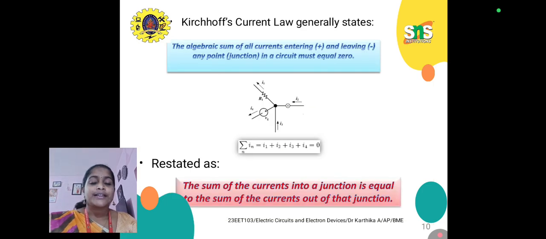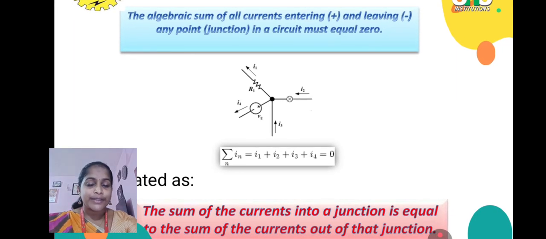The algebraic sum of all currents entering (positive) and leaving (negative) at any junction in a circuit must equal 0. Summation of In is equal to I1 plus I2 plus I3 plus I4 equal to 0. The sum of all currents entering and leaving any point in a circuit is 0. Here I2 and I3 are entering and I1 and I4 are leaving. Here the sum is 0.